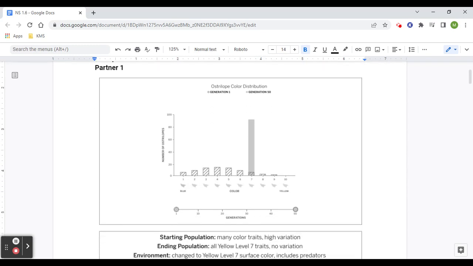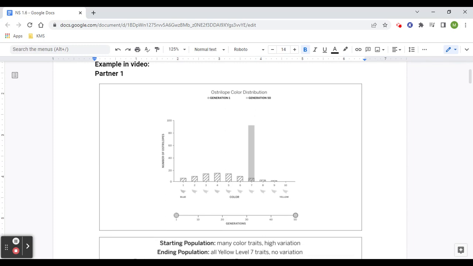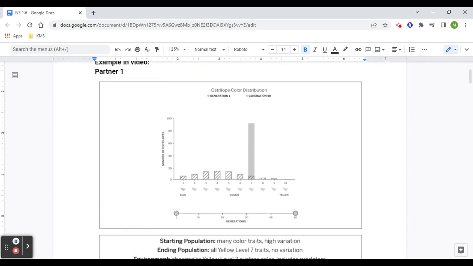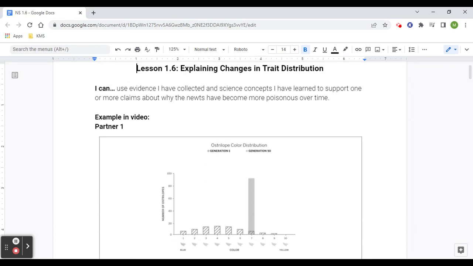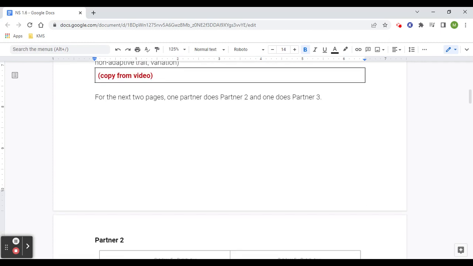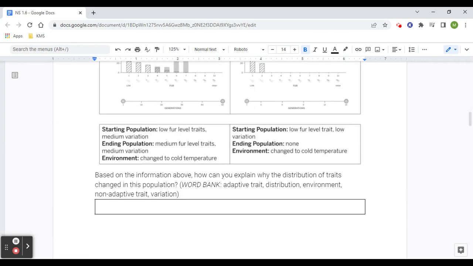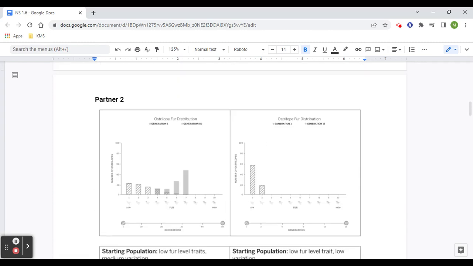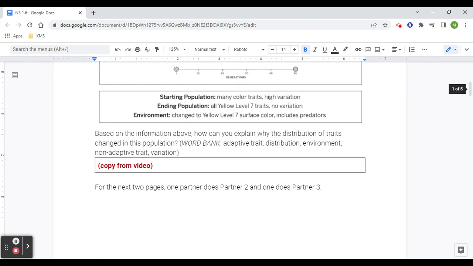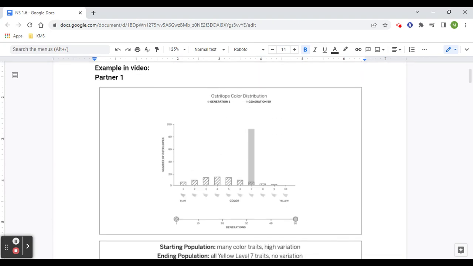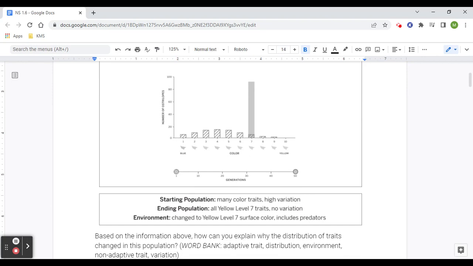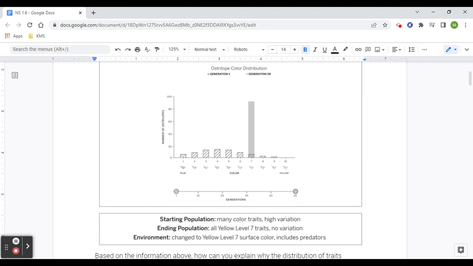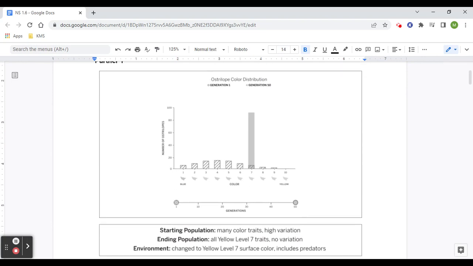Okay, so in this video I'm going to go over partner 1 with you, and in this lesson there will be 3 different writing prompts or graphs that you need to write about. But I'll go over the first one with you to show kind of what I want you to do. So these are all graphs from lessons that we have previously done.